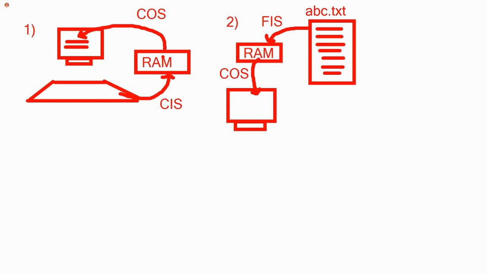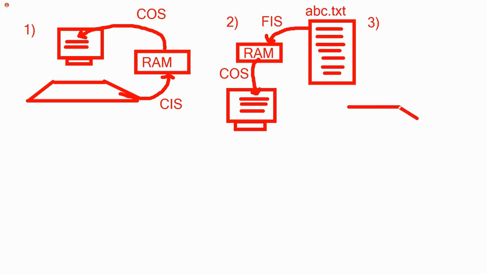Here also it is RAM to monitor. If you are writing to a file, that is the file output stream. Again, we are writing to the monitor only. How is it different? There RAM to monitor, here RAM to monitor. So it is a console output stream. If you write to a file, then we can say file output stream. This is one combination.